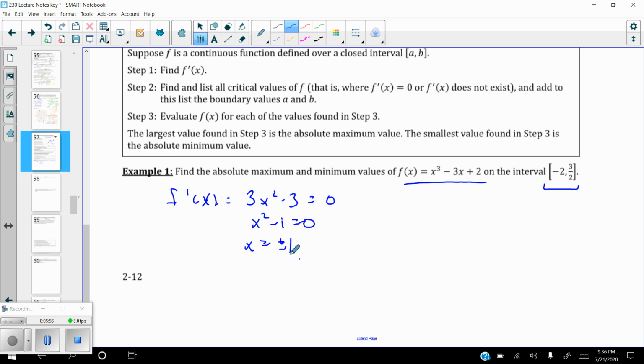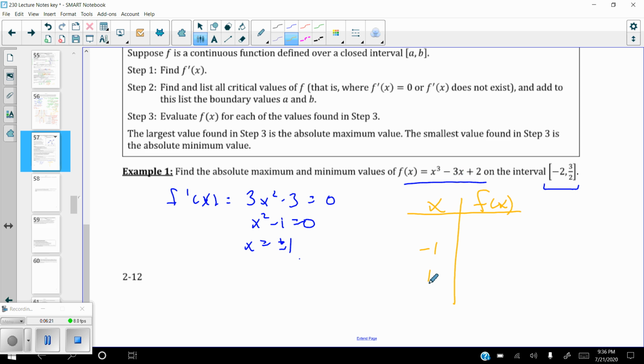Now, I don't have to create a little number chart here or anything, because all I'm going to do is take those two values, and for me, this is the easiest way to do it. I'm going to create a little chart. This is going to be my x value. This is going to be my f of x or y value. I'm going to have to test 1 and -1. I'm going to write them in order, -1 and 1.